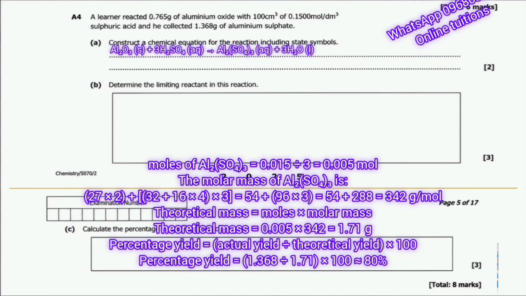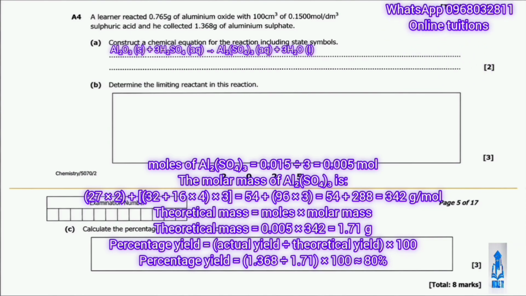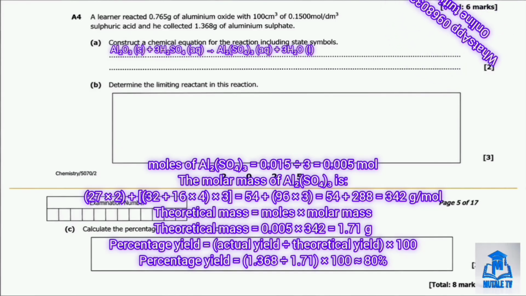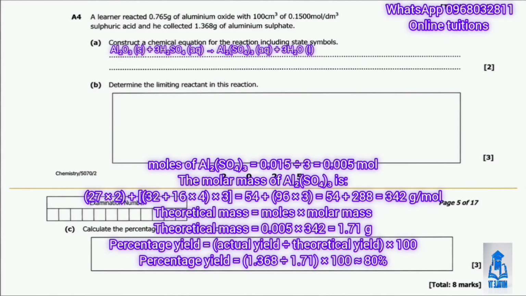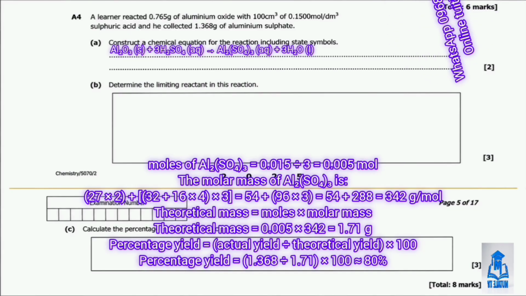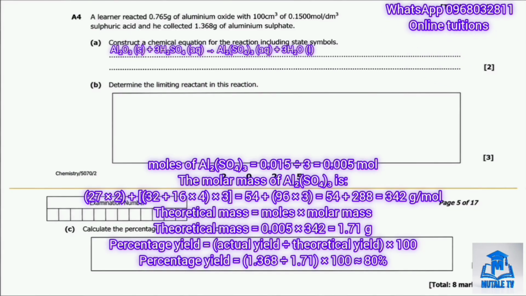So the percentage yield equals actual yield divided by theoretical yield times 100. The actual yield given was 1.368 grams. So 1.368 divided by 1.71 times 100 gives us approximately 80%. That's question A4 complete. 8 marks in total.